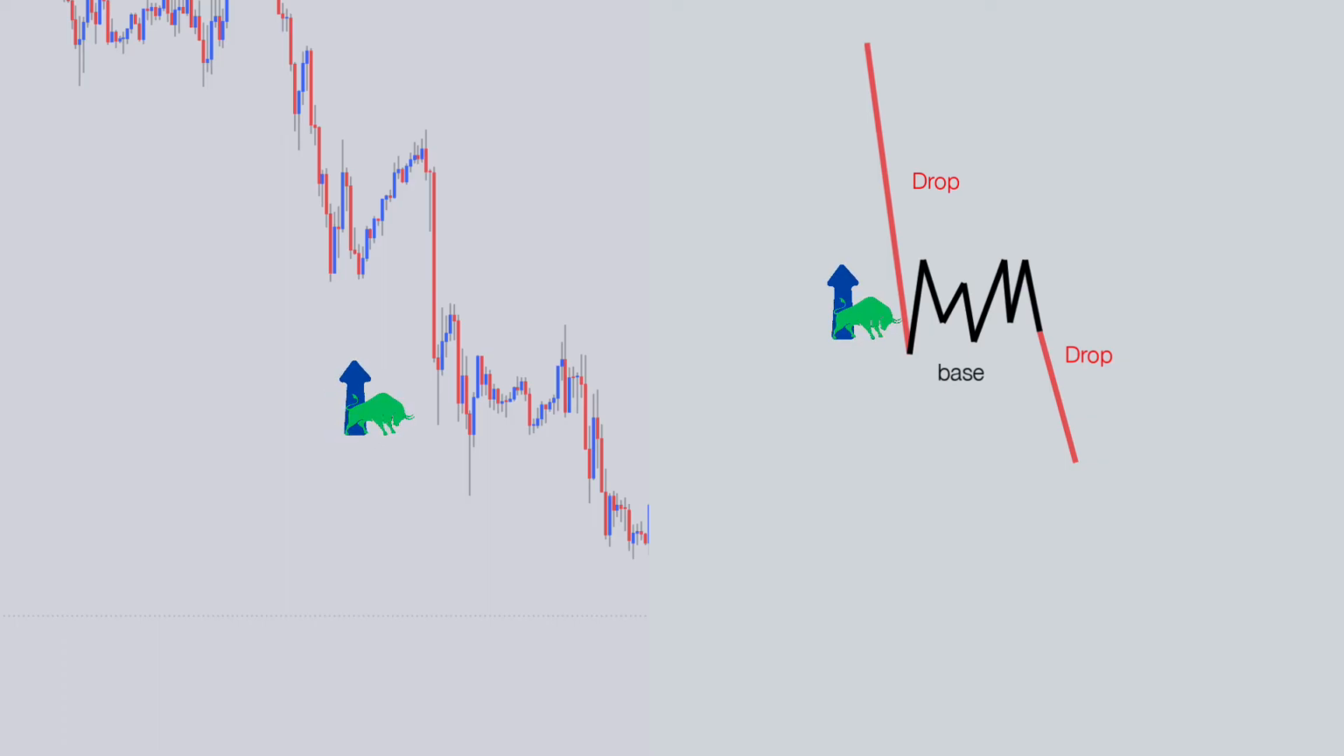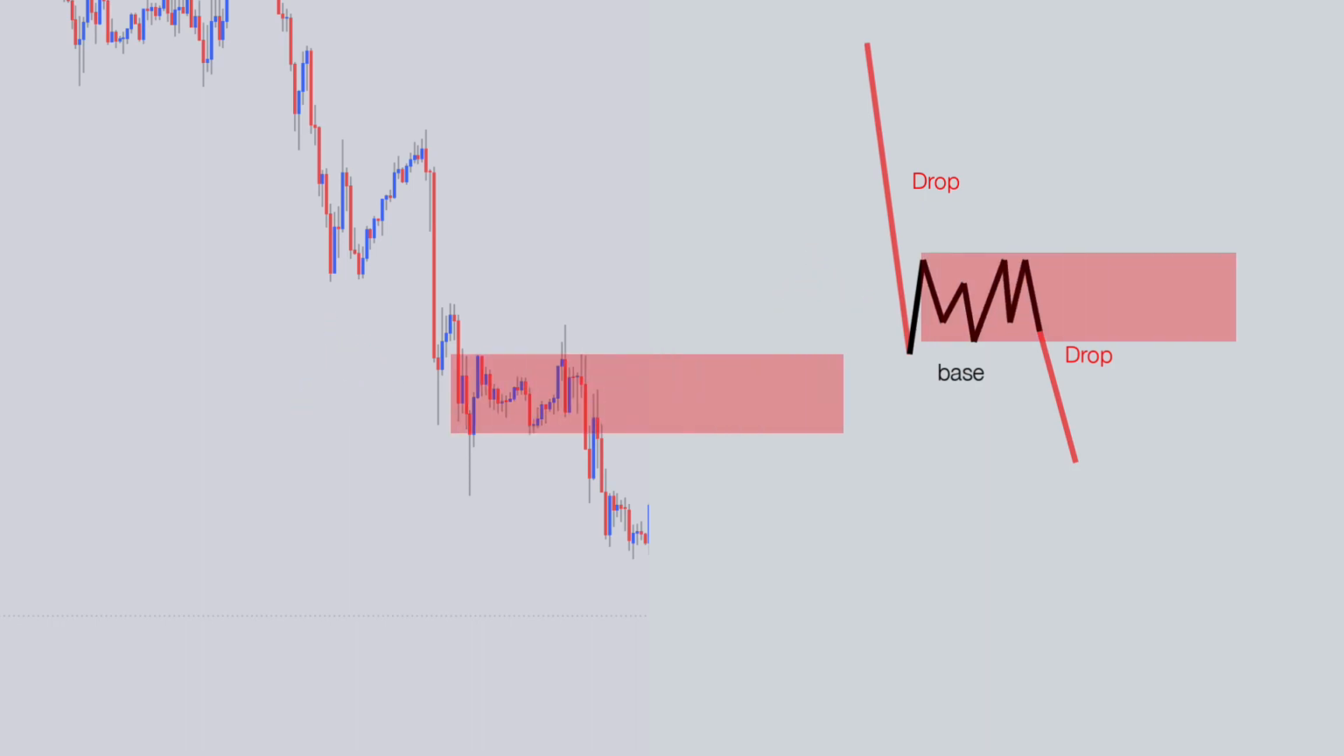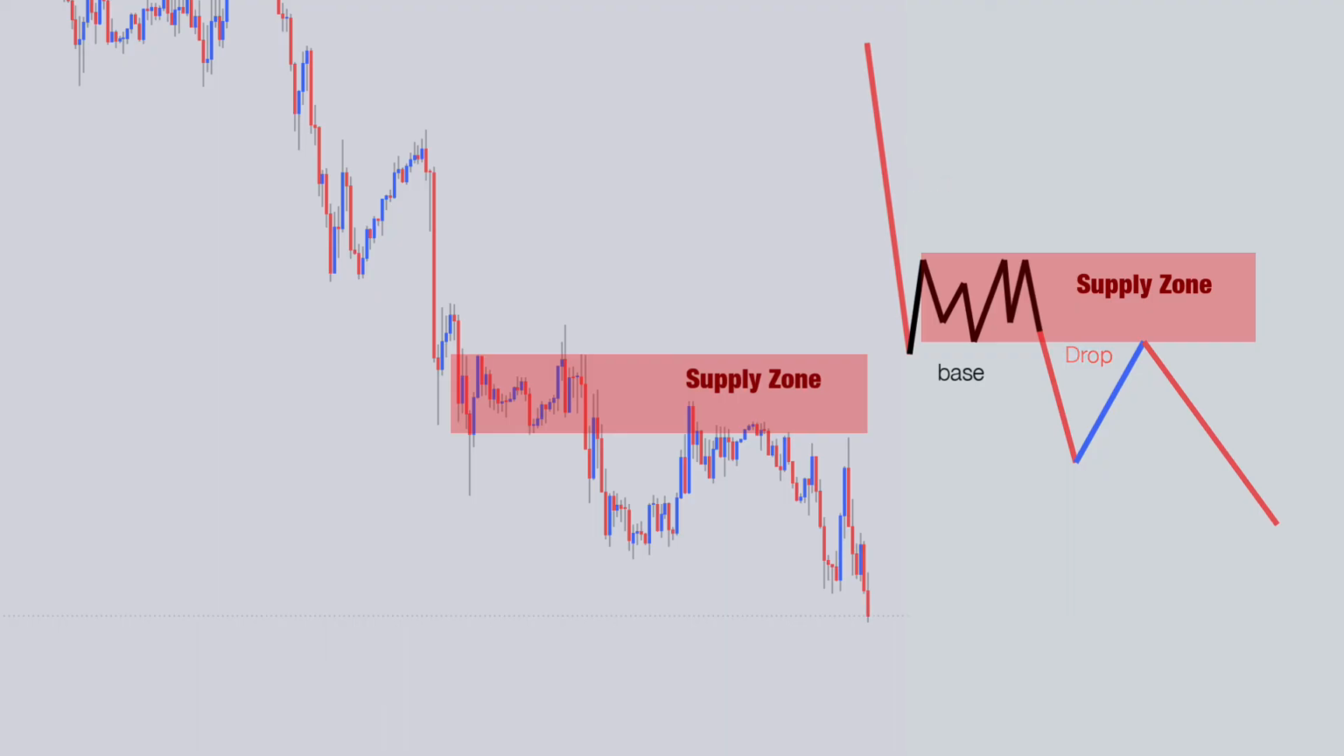The opposite of this is called a drop-base drop. In this case, the price falls and slows down as it gets close to levels where there's a lot of buyer interest. It moves sideways in a zone where supply and demand are almost equal, forming a base. However, since sellers are stronger, the price drops with strong momentum, creating a supply zone. We identify this as the seller's zone or the supply zone. If the price returns to this area, we expect sellers to step in and push the price down again.